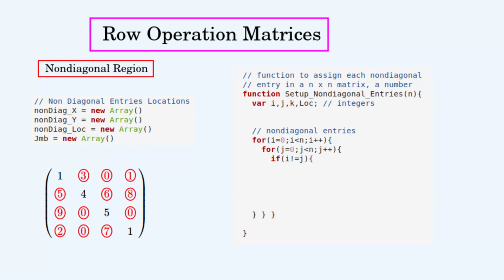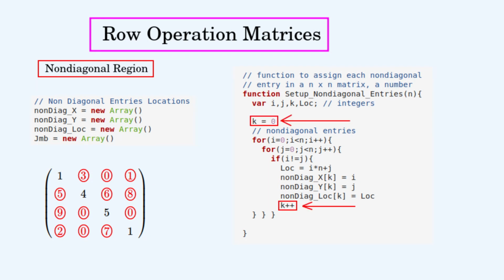We'll create a loop to go through all of the entries in the non-diagonal region. We'll get the location and row and column of each of these entries and place them into these arrays, indexed by k. We'll increment k here and start k from 0, so every entry has a whole number associated with it. And we'll set this number to be the number of these non-diagonal entries.